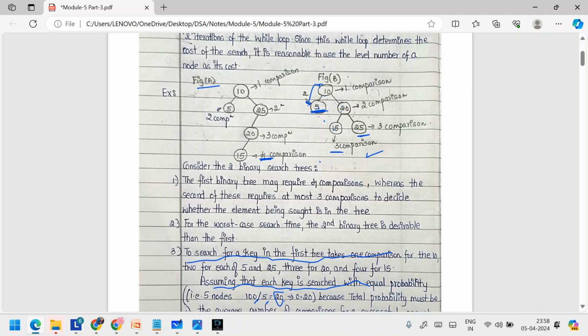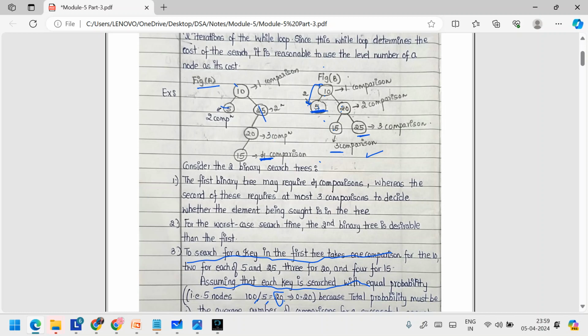So when there is equal probability, when there are equal chances of getting a given node, then whatever total nodes you have, you divide 100 by that. For example, if there is a tree with 6 nodes, what is the probability of that? It would be 100 divided by 6. Whatever value you get will be the probability of one node, the other node and the other node, like that.